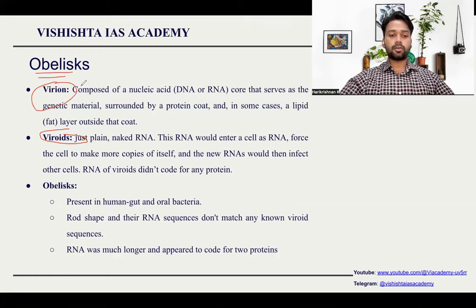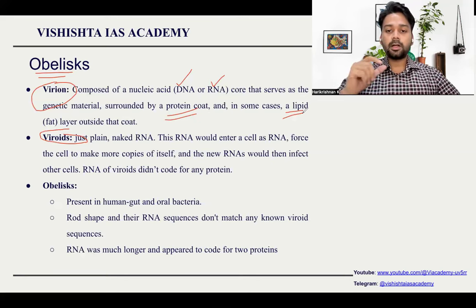Viruses are virions. Generally, what is the genetic setup of a virus? A virus will have DNA or RNA, so it will be either a DNA-based virus or an RNA-based virus. Surrounding this DNA or RNA, we will have a protein coat. In some cases, there will be a lipid. Lipid means a fat coat. So DNA or RNA will be there, and surrounding it, there will be protein or fat.